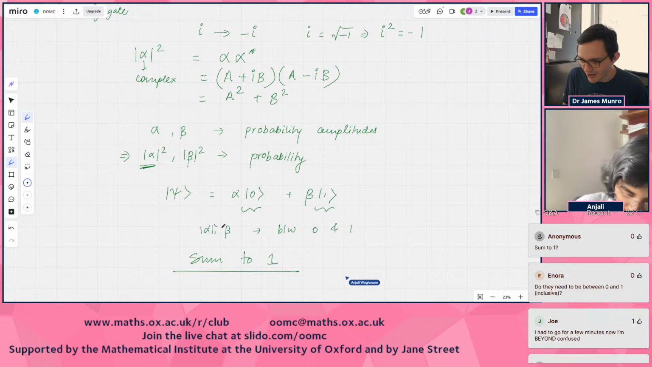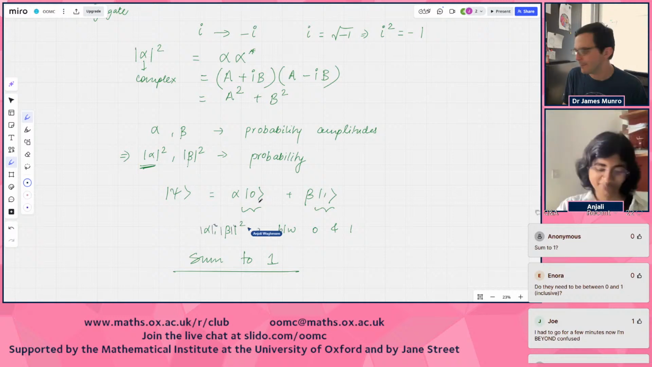Okay, we're going to back up just a tiny bit. I've got a diagram for this. Can I do a diagram? Sure.